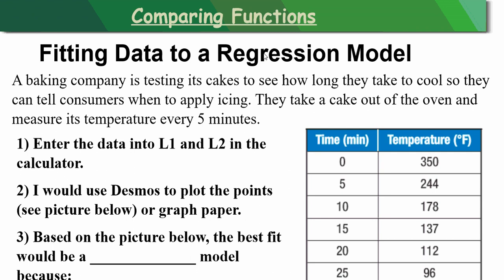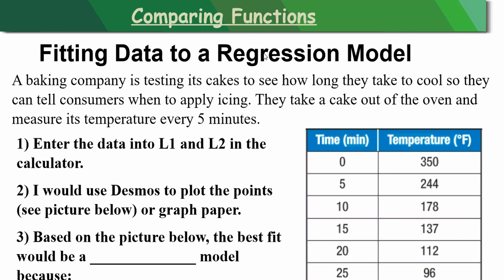Last thing I'm going to show you how to do is, if you're given a real data set, how you can use the calculator to get the equation when you have real life data that doesn't just always multiply by 2 or a constant amount every time. So here's an example of where this type of idea gets used. Let's say a baking company is testing its cakes to see how long they take to cool so they can tell consumers when to start applying the icing.